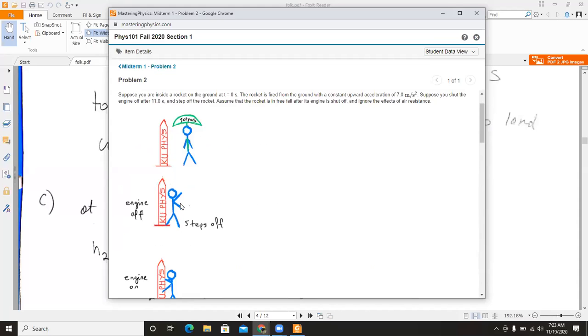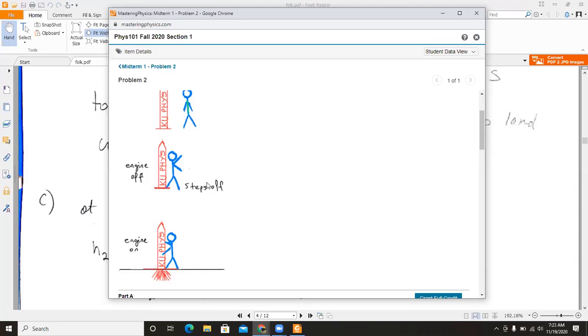Yeah. Assume that the rocket is in free fall after its engine is off. I got it, what you mean.